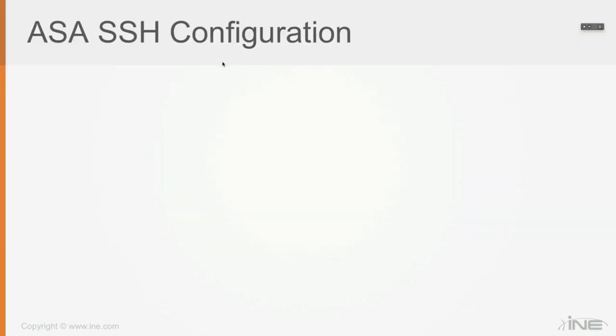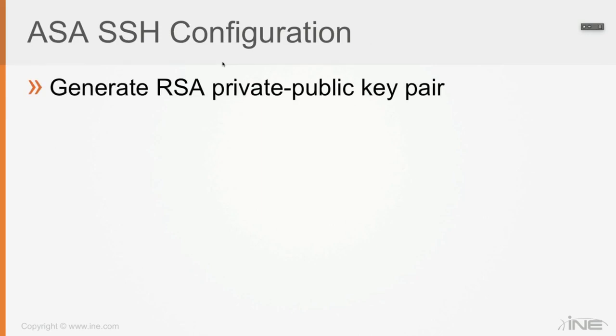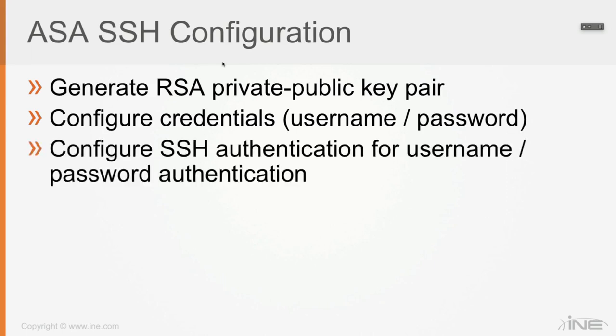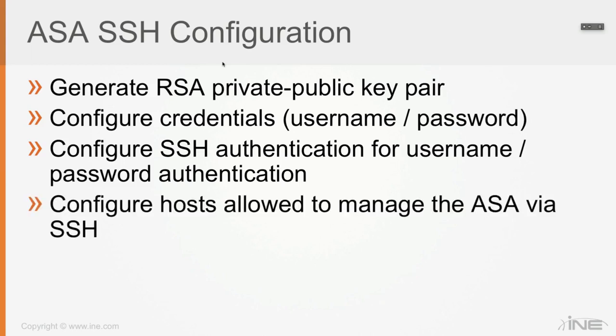Now on the ASA, likewise, to generate the RSA private public key pair, we configure the credentials, username and password. We configure SSH authentication for username and password authentication. ASA doesn't have the concept of VTI lines. It has the concept of per protocol type of authentication. So we have to configure SSH for username and password authentication. Then we have to configure the ASA from which host it can be managed via SSH.